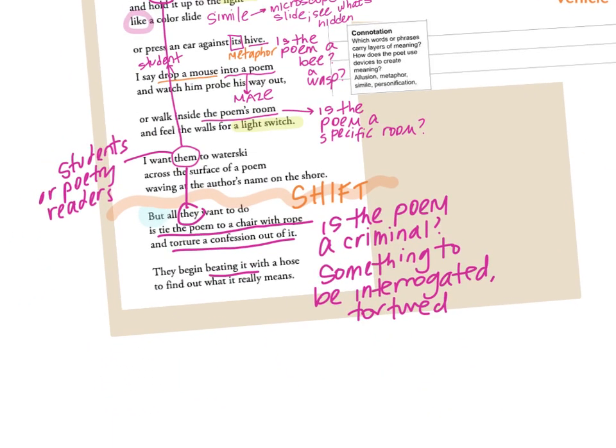And then you'll notice quite a shift. The poet compares the I point of view to what the students want to do with the poem. And they want to tie the poem up to a chair. So the poem here is a criminal that they're trying to torture a confession out of. So that metaphor at the end there is kind of a violent one.